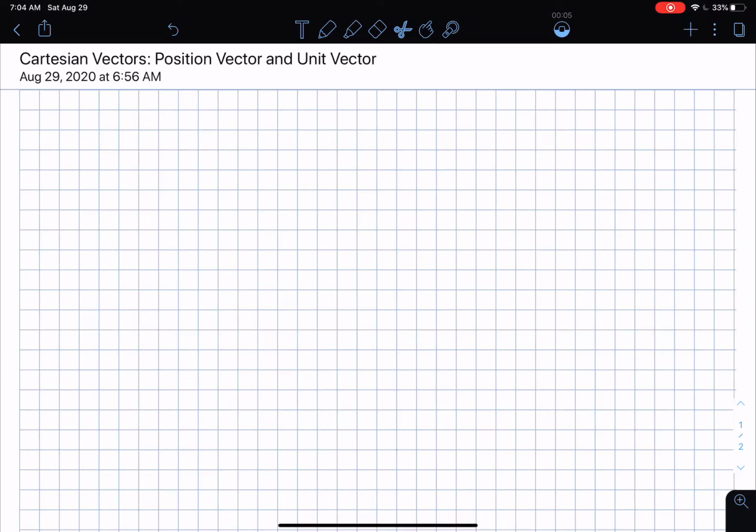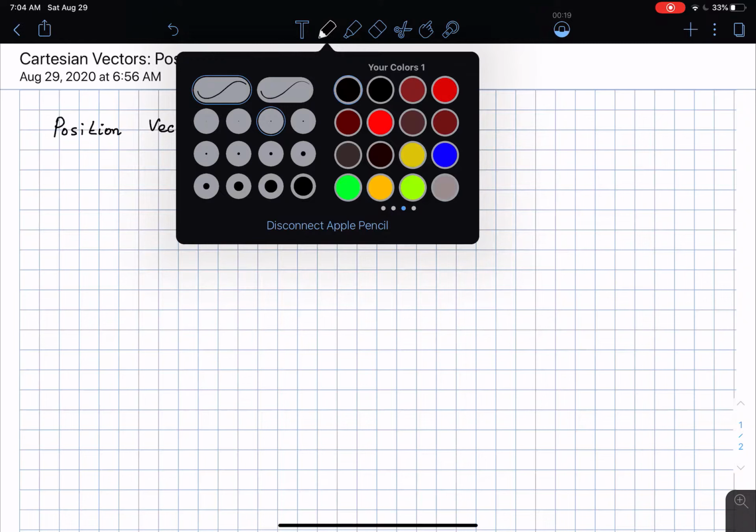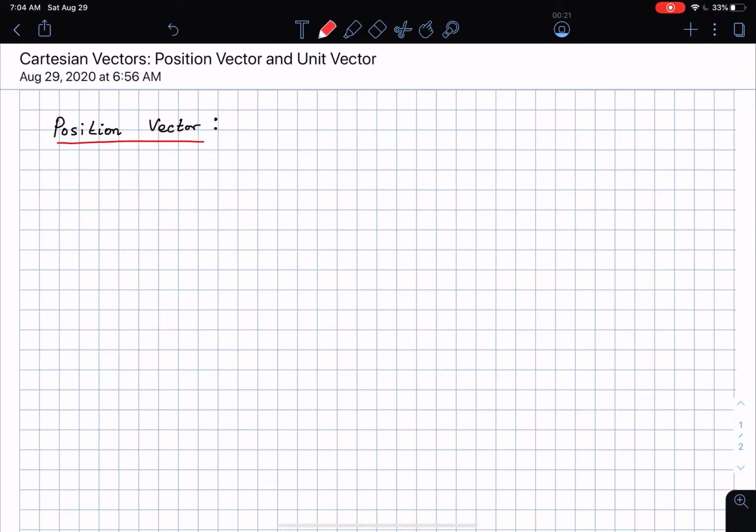We will be looking at the idea of position vector and unit vector today. Okay, all right, so position vector. We will first define what is meant by a position vector, and the basic idea is very simple. Position vector enables us to locate the position of one point with respect to another point in Cartesian space.